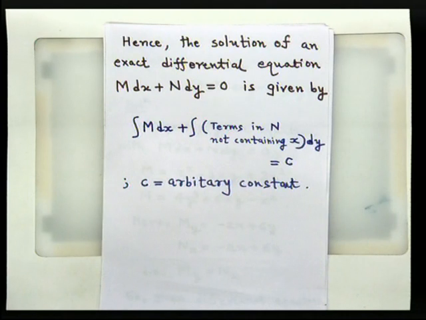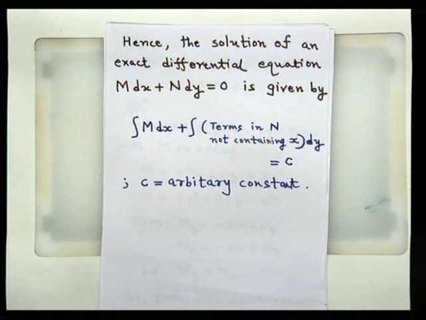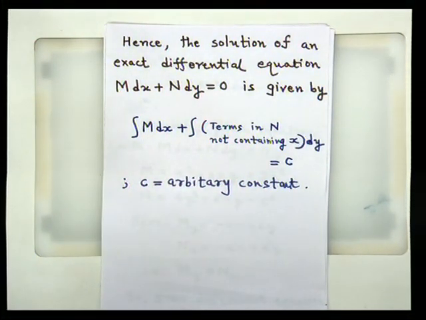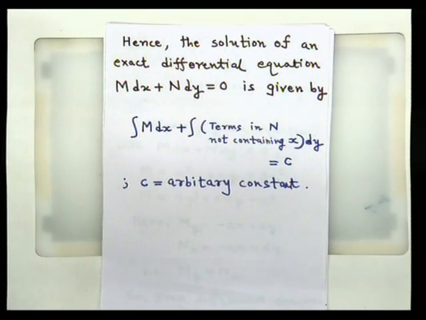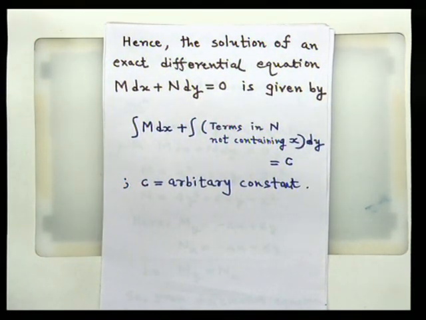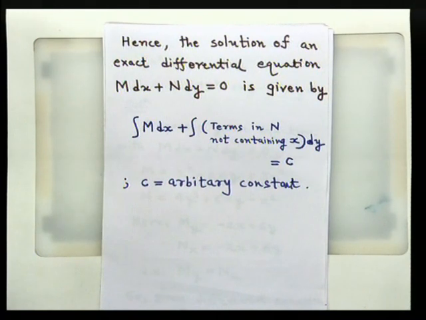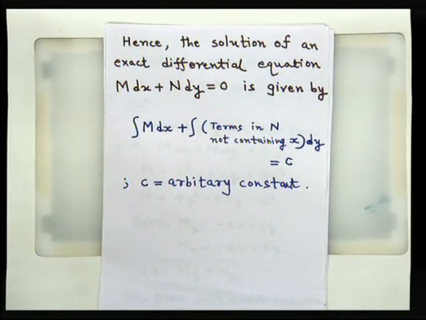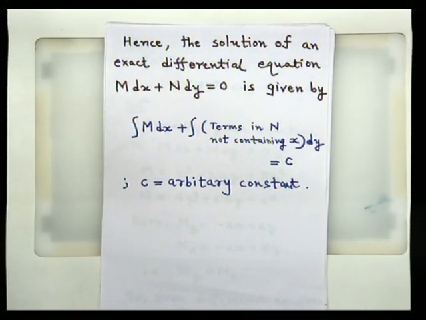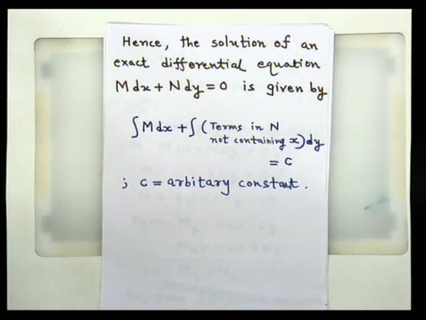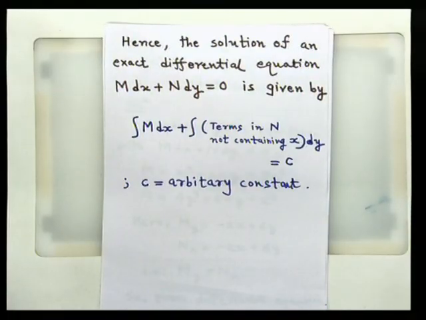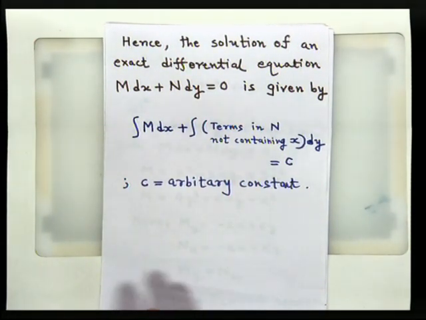Here in the solution of a first order exact differential equation we get a single arbitrary constant, because we recall the relation that the number of arbitrary constants in the general solution of an ordinary differential equation is exactly equal to the order of the differential equation. Now we go for the examples.